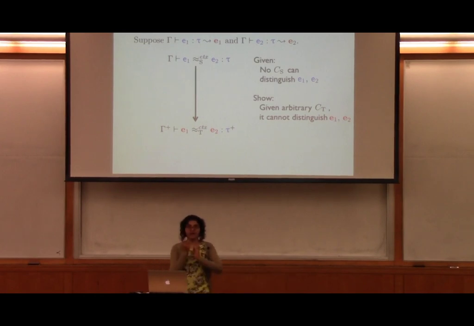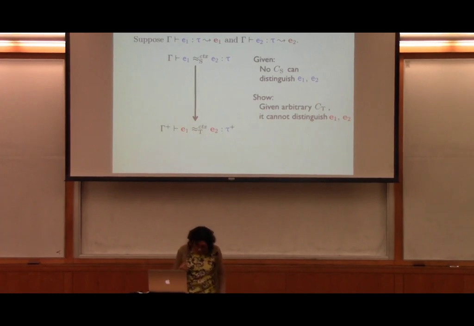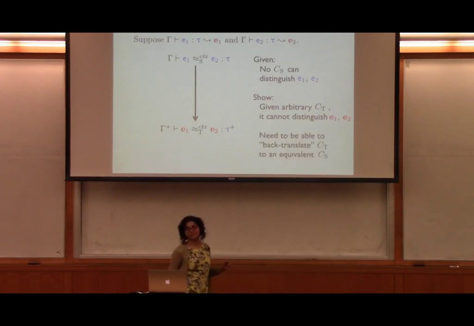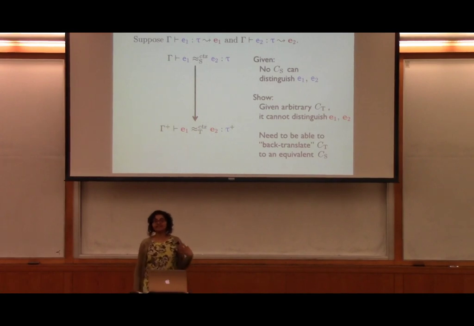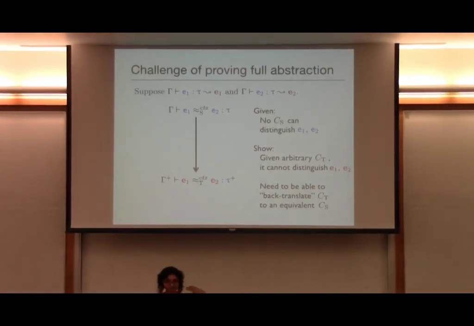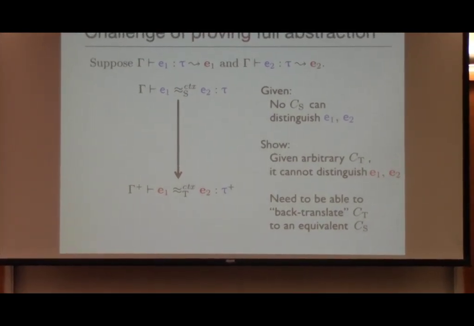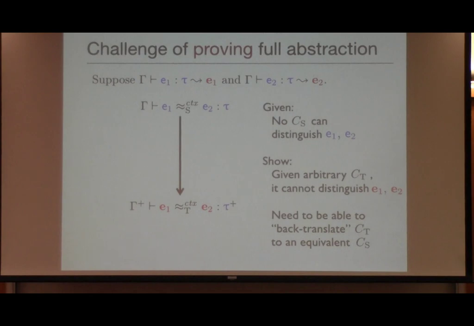But the next step is, I need to show that my target-level context is no more expressive than any source context, right? That's how I'm going to proceed with this proof. I need to do a back translation. Given this target context, I have to show the existence of a source context that is semantically equivalent, that behaves the same. It's like writing a decompiler or something, only we don't want to write decompilers, right? So this is an issue of back translation.